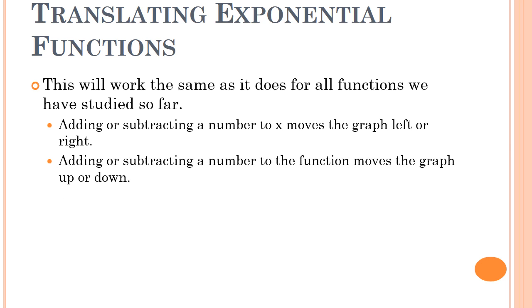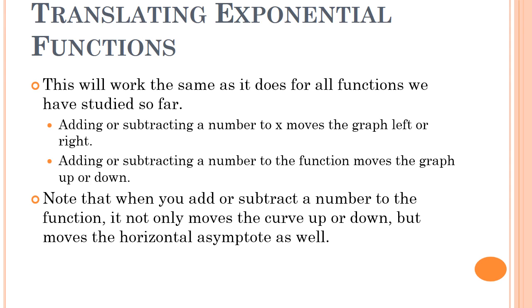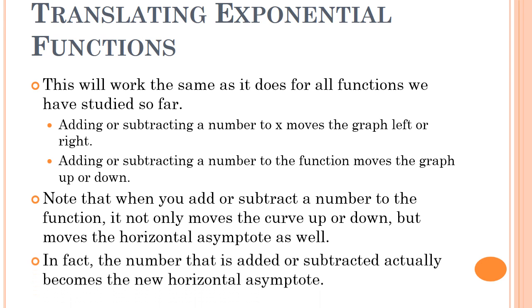Adding or subtracting a number to the function is going to move the graph up or down. When you add or subtract a number to the function, it not only moves the curve up or down, but it's going to move that horizontal asymptote as well. We said that y equals 0 is the horizontal asymptote for the basic function, but if you add or subtract a number, that's going to move also. In fact, the number that's added or subtracted actually becomes the new horizontal asymptote, which is very convenient.